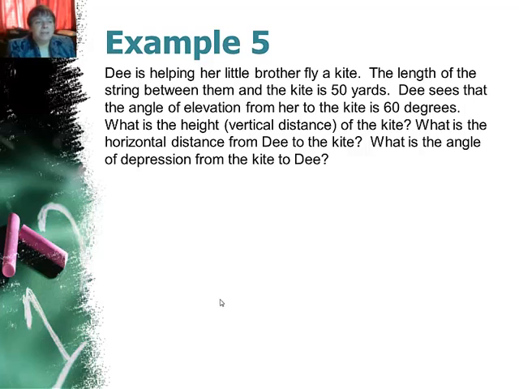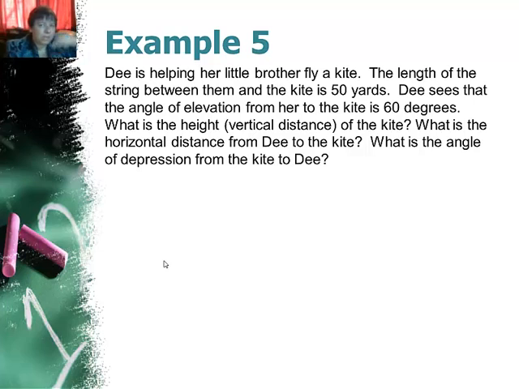Now in our last example, Dee is helping her brother fly a kite, and the length of the string between them and the kite is 50 yards. Dee sees that the angle of elevation from her to the kite is 60 degrees. What is the height or vertical distance of the kite?